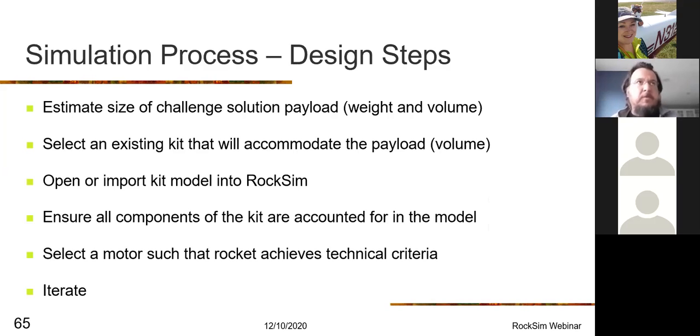So after, say, you constrain it to a 4-inch rocket, say 8 weeks in, it's determined that your payload has to be a 5-inch, has to be 1 inch bigger. Now you've done all that work, right? So estimating that payload challenge is the first step, and then you select an existing kit that'll accommodate the payload.